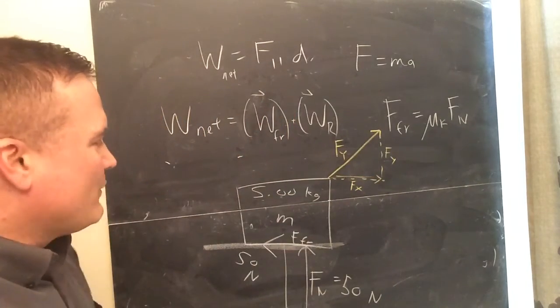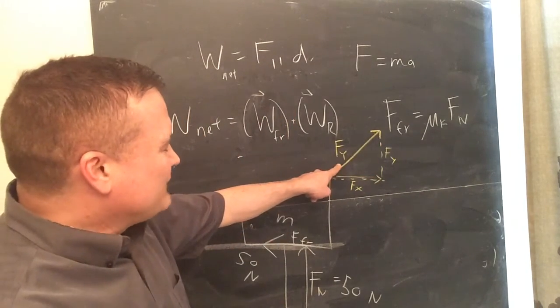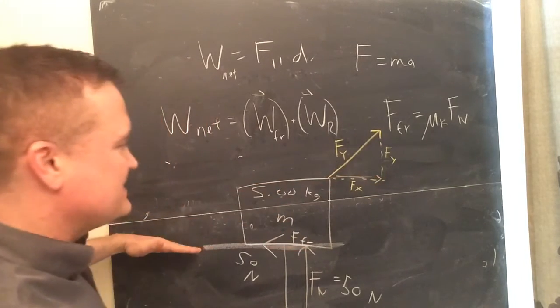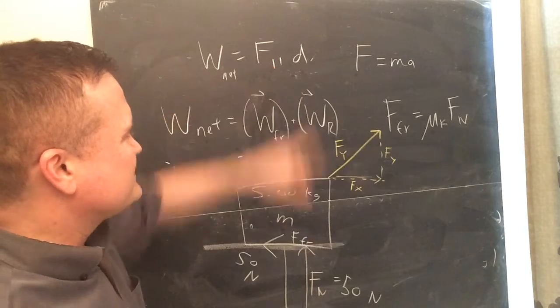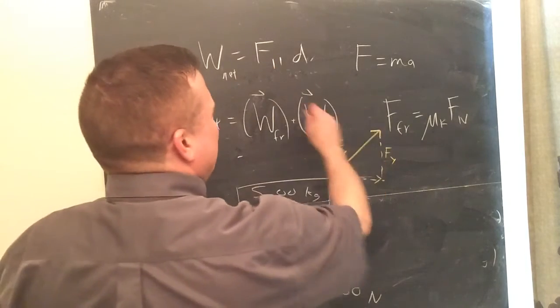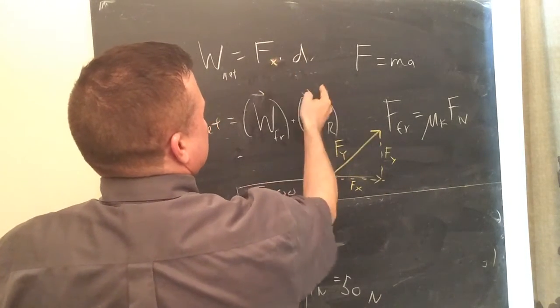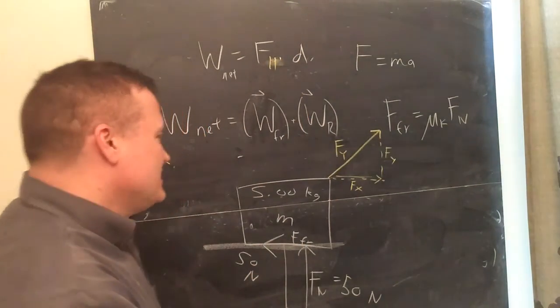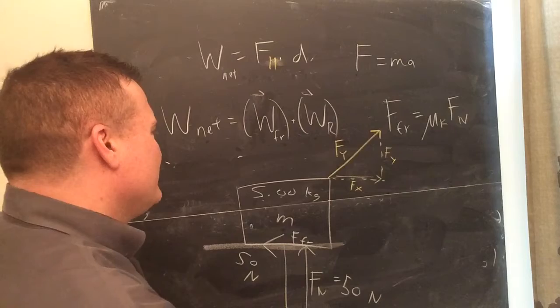So if Fy were pulling this box, and I want to find the work done, I'm going to have to calculate Fx times the distance it went. When you're pulling it at an angle like that, the work becomes Fx times the distance. I don't want to make that always the case, but it just depends on the picture.